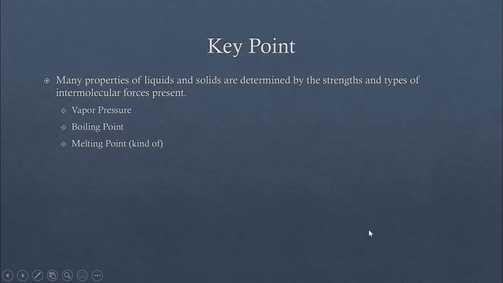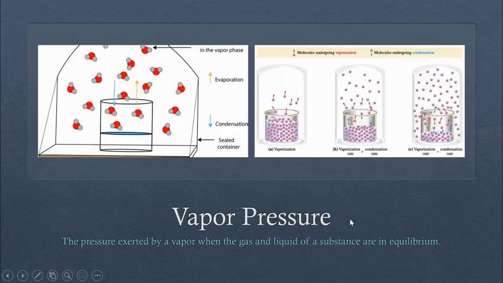So our key point is that many properties of liquids and solids are determined by the strengths and types of intermolecular forces present. We're going to specifically be talking about vapor pressure and boiling point, and melting point is kind of related to intermolecular forces, and we'll get into that as well.